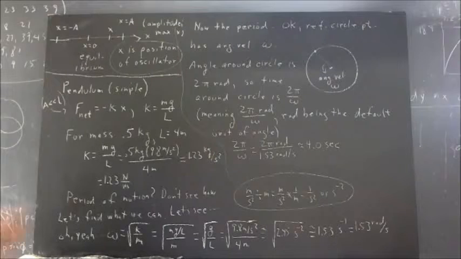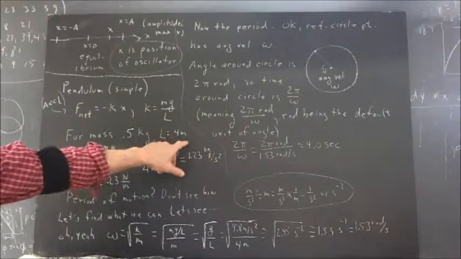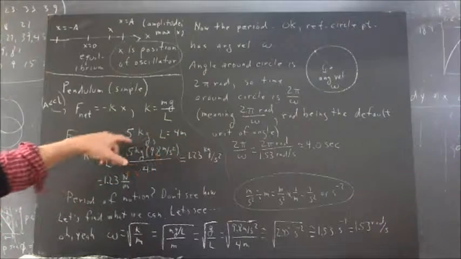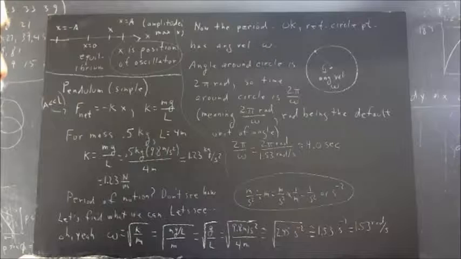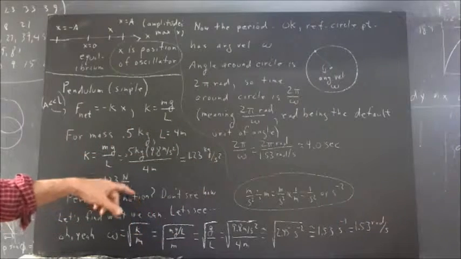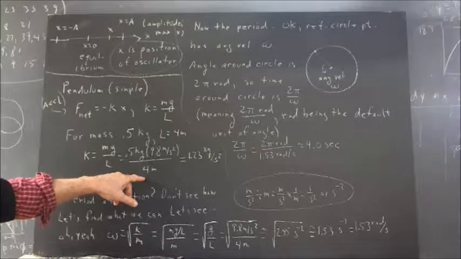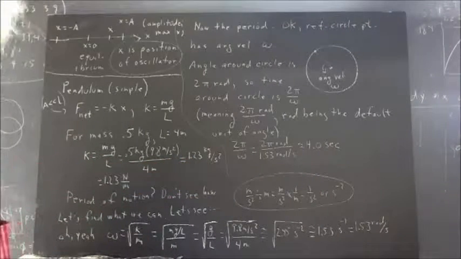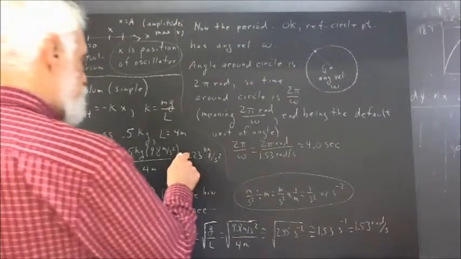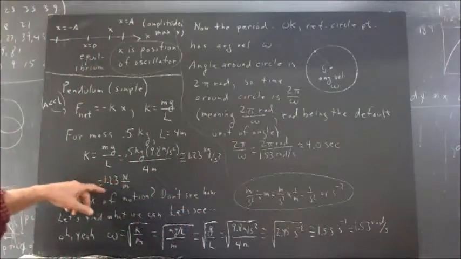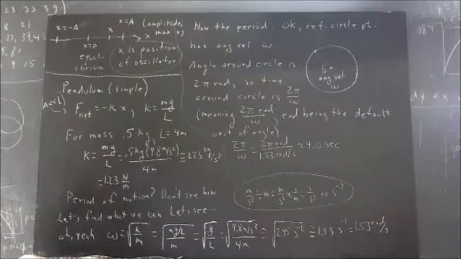So for a 0.5 kilogram mass at the end of a string of length 0.4 meters, in other words a simple pendulum with a mass of 0.5 kilograms and a length of 0.4 meters, we get force constant equals mg over L, and we calculate that easily, plugging in our 0.5 kilograms and our 4 meters, and we get something like 1.23 or 1.24 kilogram per second squared. And as we've seen elsewhere, kilogram per second squared is the same as a Newton per meter.